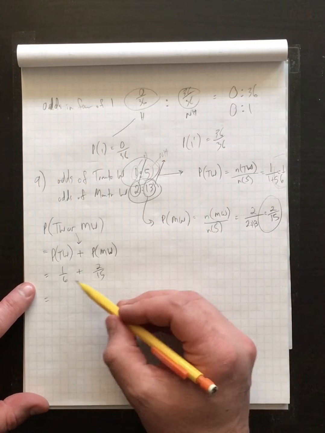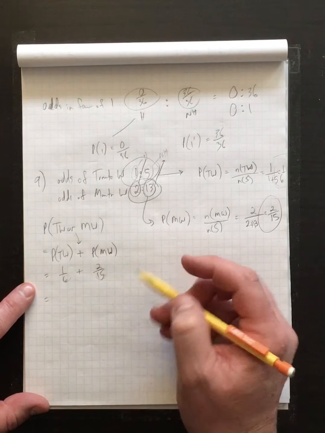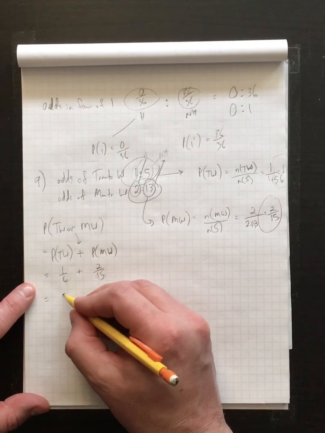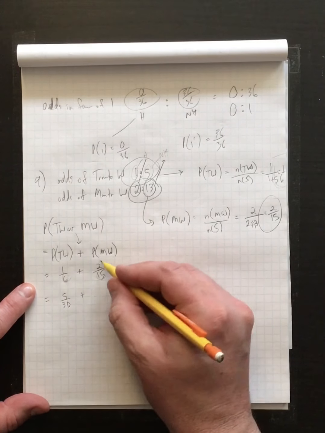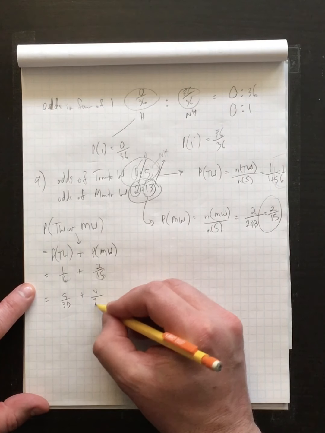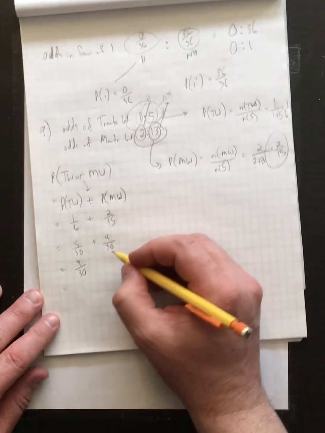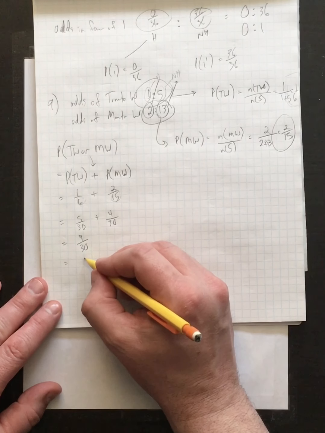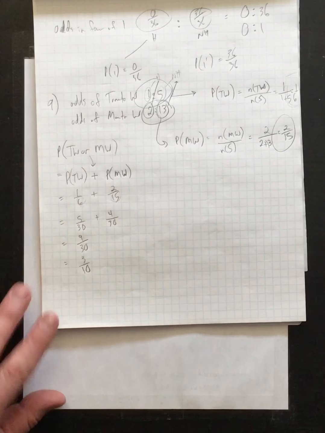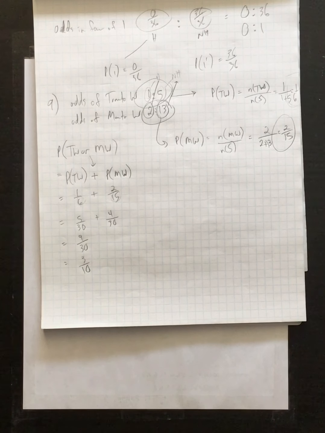So common denominator between 6 and 15 is going to be a 30. So 1/6 is 5/30. 2/15 is 4/30. And so we get 9/30, or if we reduce it all the way down, it's going to be 3/10, or a 30% probability. Okay, so hopefully that's fairly straightforward for you.